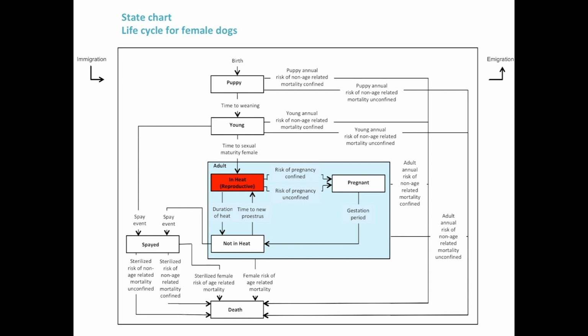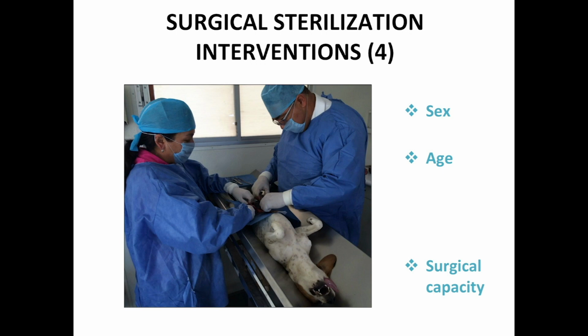We use the model to examine 4 different surgical sterilization interventions. These interventions vary in the way dogs were targeted for sterilization based on sex or based on age, as well as the level of surgical capacity used, specifically the number of surgeries performed per month.